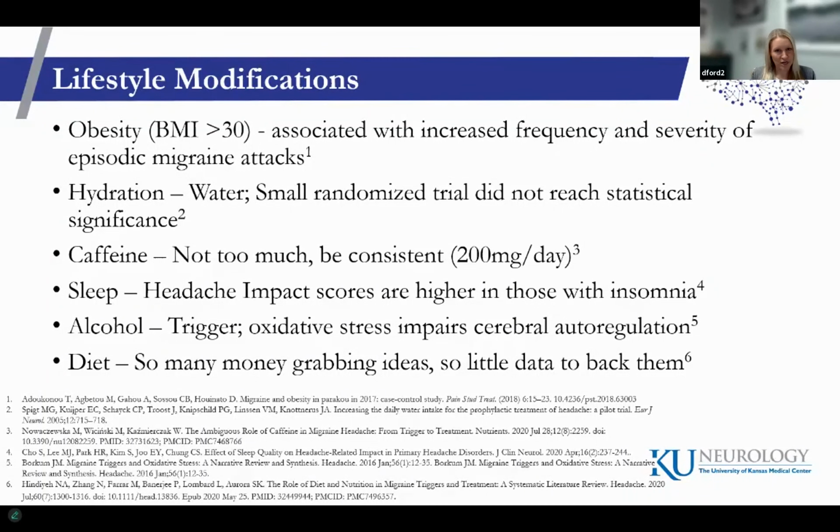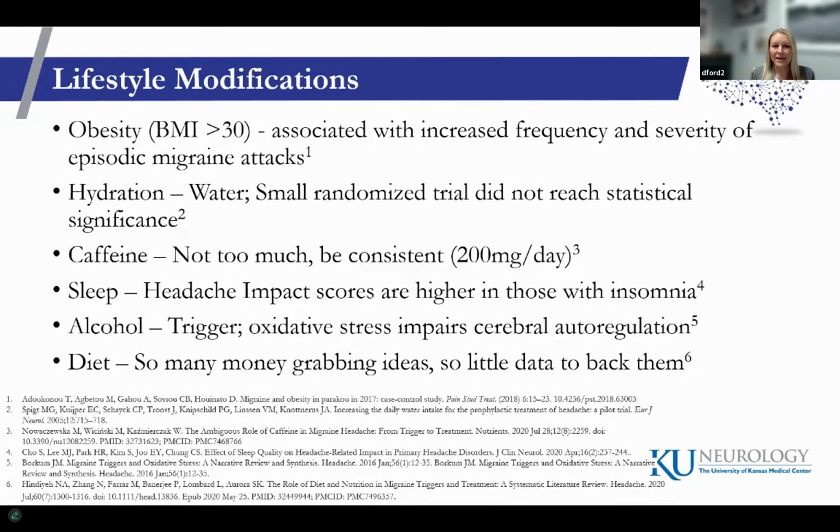Caffeine is not too much, not too little. So be consistent is what I tell my patients. There is some data to support that. If you go with no caffeine, it has to be pretty strict because otherwise you're going to induce a headache if you have any caffeine and then withdraw from it. Sleep, again, we talked about that a little bit. Alcohol, oxidative stress impairs cerebral autoregulation, which is going to lead to more headaches.